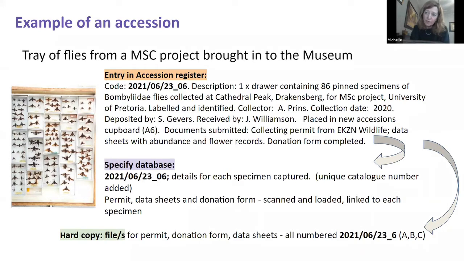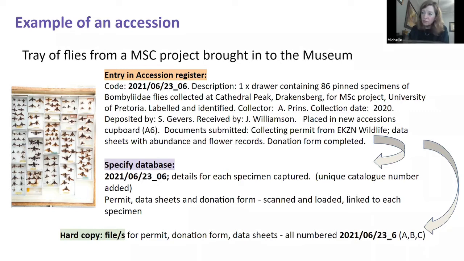There's more information about it in data sheets. So you're linking everything. And then your hard copy forms that came in, you file them, and you make sure that they're numbered so that they also link back to that accession record. And you can number each of them A, B, C or 0.1, 0.2, 0.3. So you can see every accession that comes into your collection, there's a lot of paperwork.